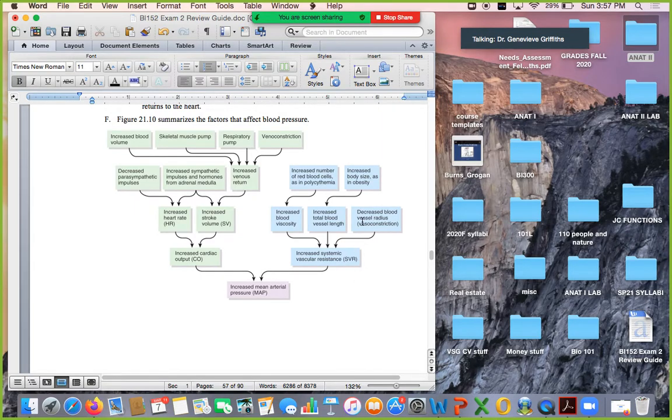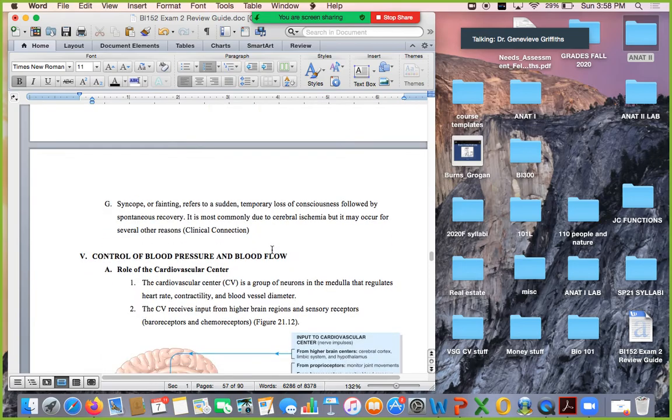So let's talk about vascular resistance. The number of red blood cells is going to lead to the blood viscosity. Blood viscosity and blood vessel length are going to be involved in systemic resistance. The body size can relate to the blood vessel length. So if we have an obese situation, now we have an increase in blood vessel length, which means we have an increase in systemic vascular resistance. Additionally, the blood vessel radius, if it decreases under vasoconstriction, can increase our systemic vascular resistance as well. And again, cardiac output and systemic vascular resistance are the two major players in mean arterial pressure.